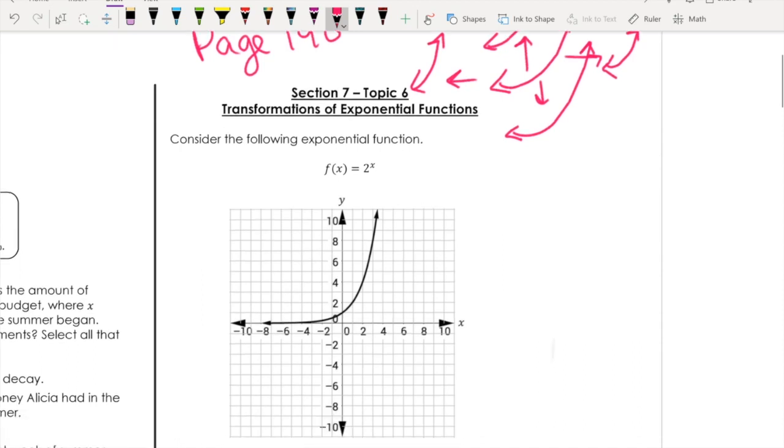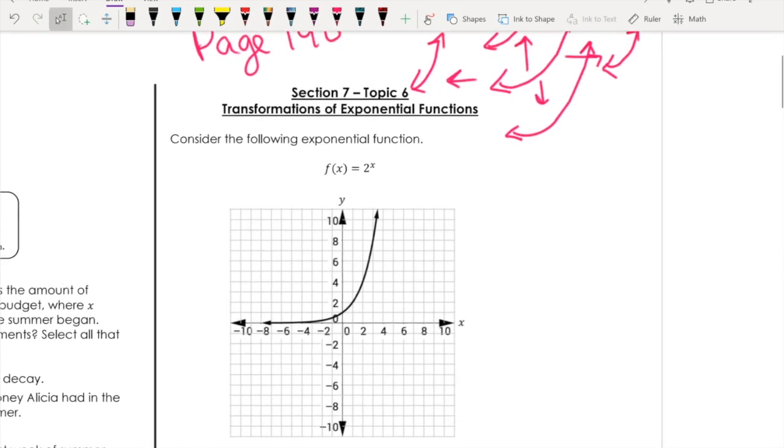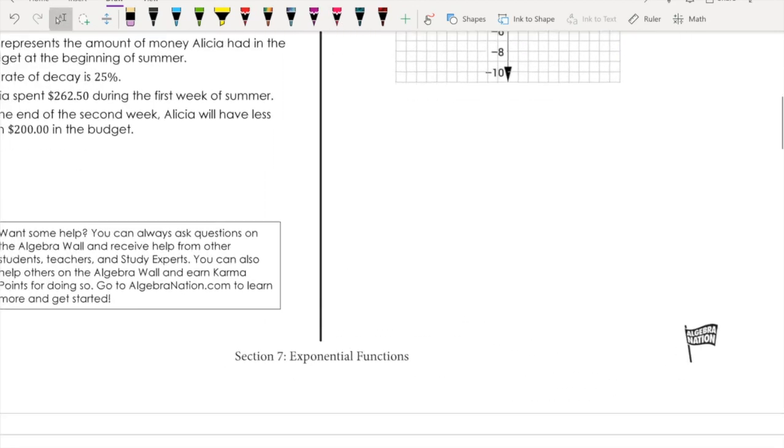Okay? So consider the following exponential function. f of x equals 2 to the power of x. And below is the graph. So this is the graph for that function. This graph right here is going to be what we use for our transformation. You're going to start to see how this graph shifts to the right, to the left, up, or down. Let's move on to page 190.